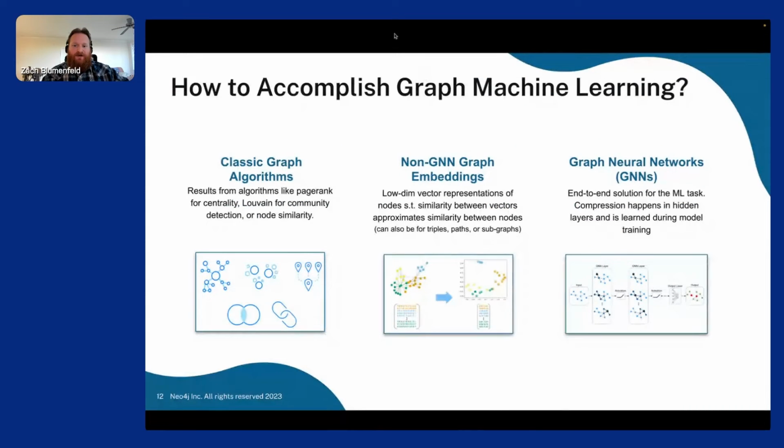And when we think about how to accomplish graph machine learning, the approaches just beyond the task, there are three big buckets here too.